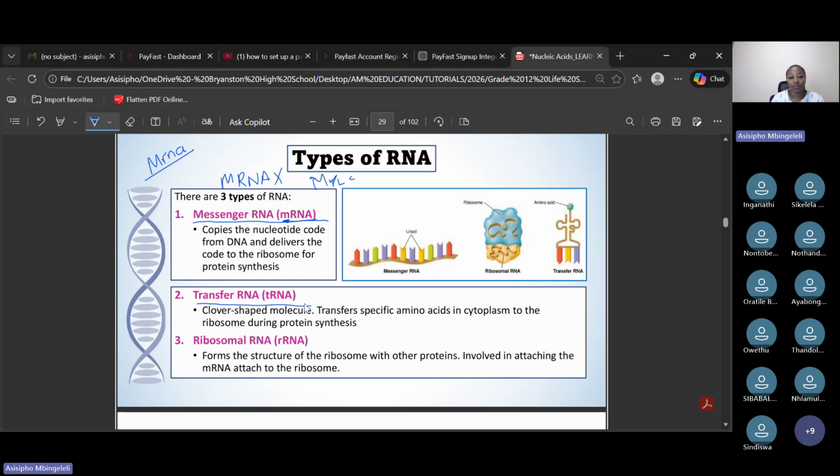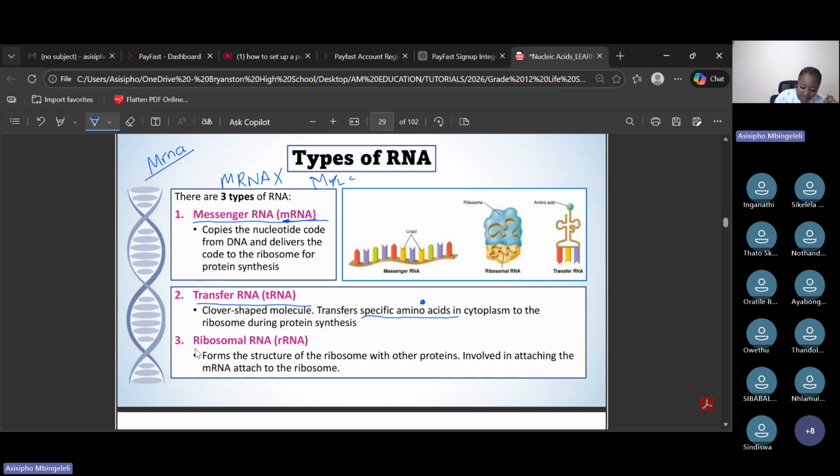Same with this one, transfer RNA. If you don't want to write the full word transfer, you can just write a small t and then RNA. So this is a clover-shaped molecule, and the function of this molecule is to carry specific amino acids. We are going to speak about this, what amino acids are, where we find them, and all of that. And that happens during protein synthesis. So when we form proteins, we are going to form proteins by actually forming a chain of amino acids. So amino acids are building blocks of the proteins, just like nucleotides are building blocks of DNA and RNA.